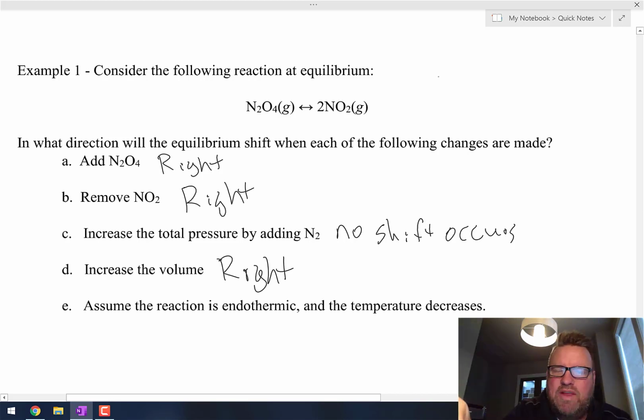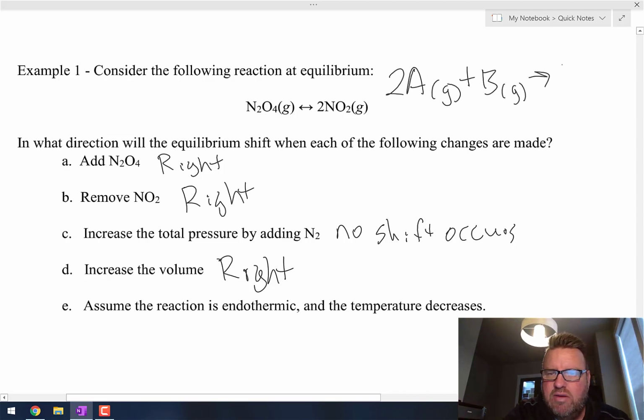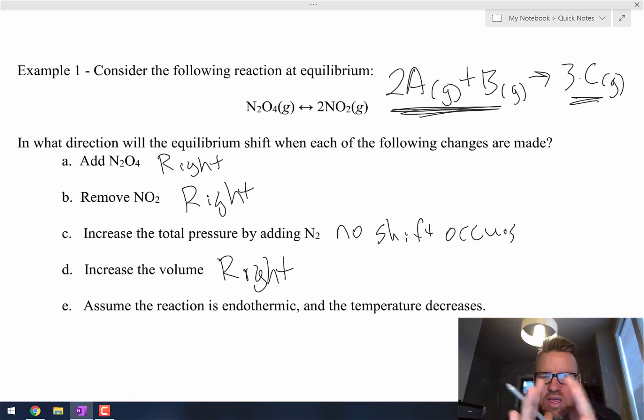The only time that doesn't happen is, let's say we have 2A, and again, I'm making up fake elements here, plus B gas makes 3C gases. In that case, notice we have 3 gases on the left and 3 gases on the right. When you increase or decrease the volume, which way does it shift? If the number of gas particles is the same on both sides, then there isn't going to be a shift. There can only be a shift if there's a different number of gas particles on each side.